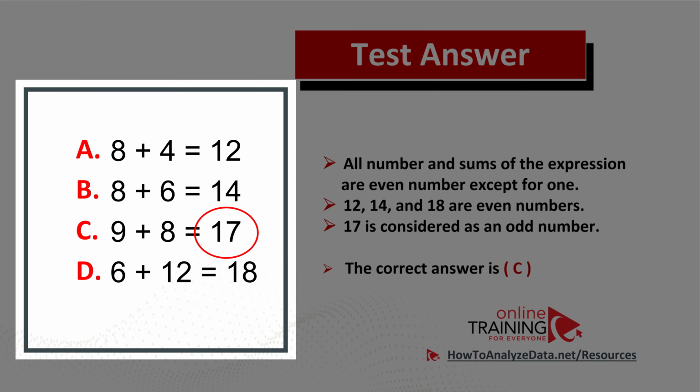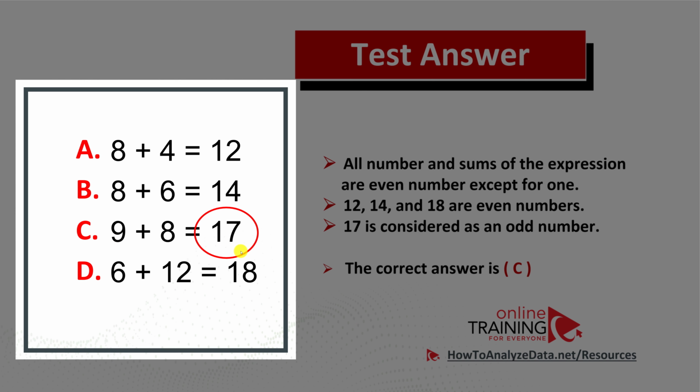What's interesting about this question is the fact that we're dealing here with odd versus even numbers. You see that expression A has all the even numbers, 8 and 4 equals 12. Expression B is the same thing, 8 plus 6 is 14, all even numbers. Same with expression D, 6 plus 12 equals 18. So the expression C has 2 odd numbers, 9 and 17.